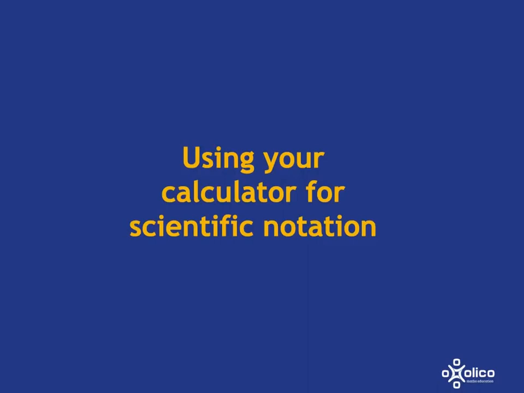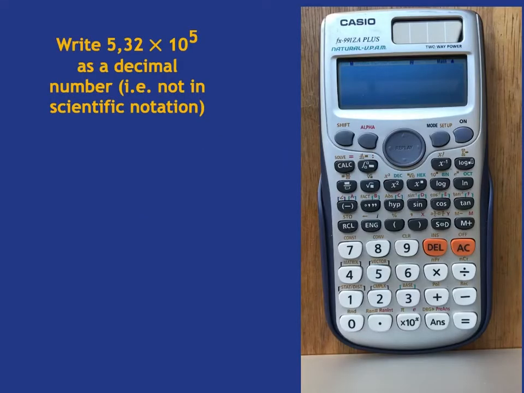We've been looking at scientific notation and doing our conversions by hand, but obviously we'd also like to know how to work with scientific notation on a calculator. So I'm going to take you through that now. If we're asked to write 5,32 times 10 to the 5 as a decimal number, i.e. not in scientific notation, this is how we're going to do it using our calculator.